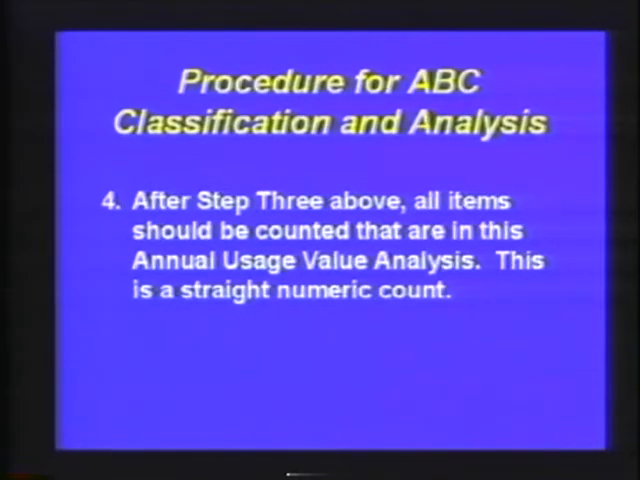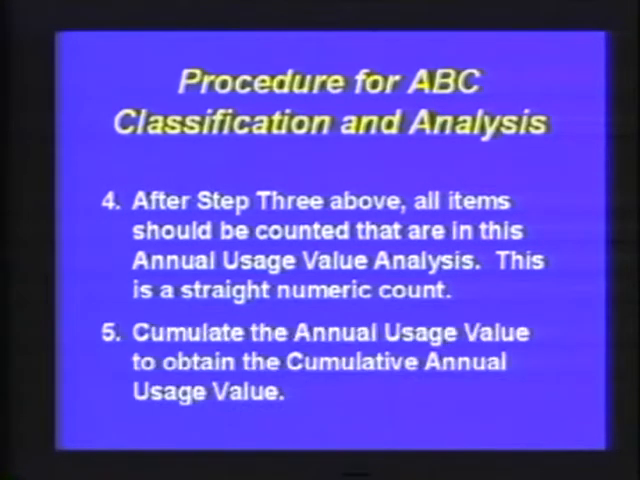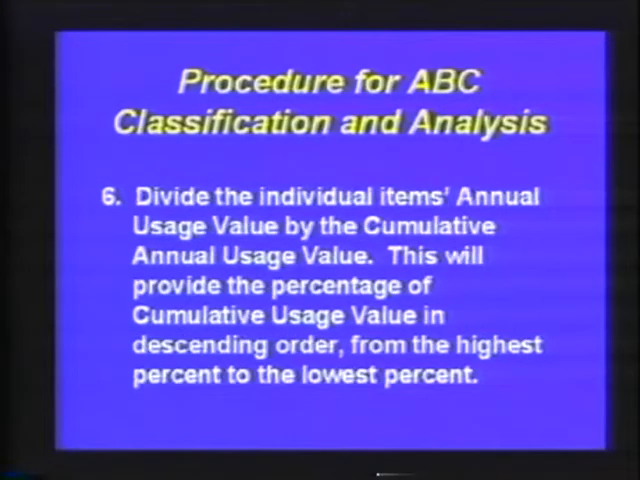The fourth step is after the sorting has been done, you're going to take the first item and count it as 1, and then you'll continue down incrementally by ones until you count all of the items that are in this analysis. That is, again, step 4. And then you're going to accumulate the annual usage value, and then step 6 is to divide the cumulative annual usage value, that total, into each one of the above, so you can get the percentage of cumulative usage value.